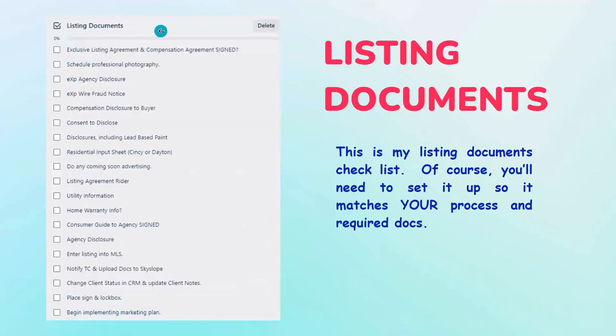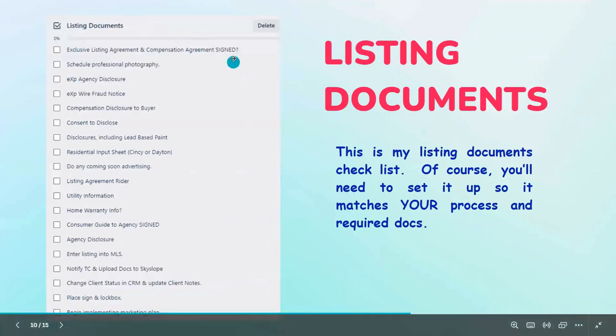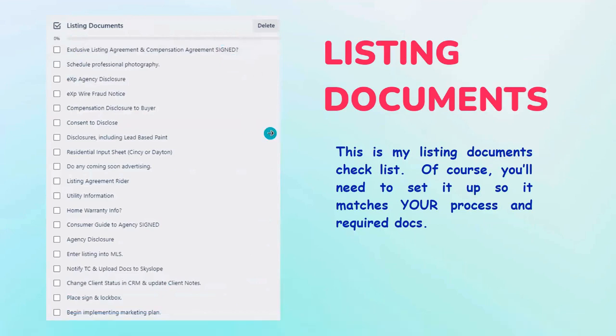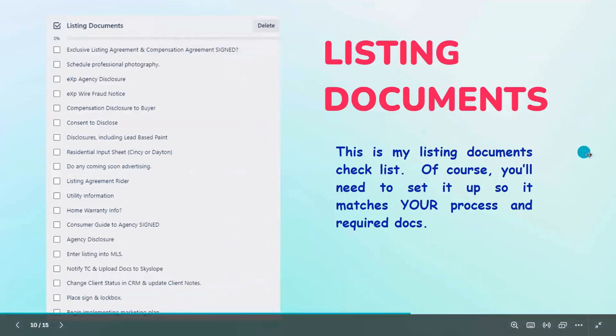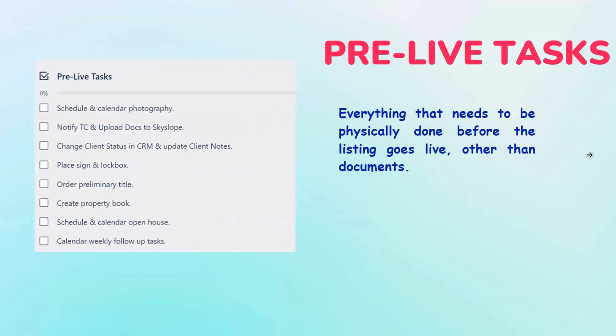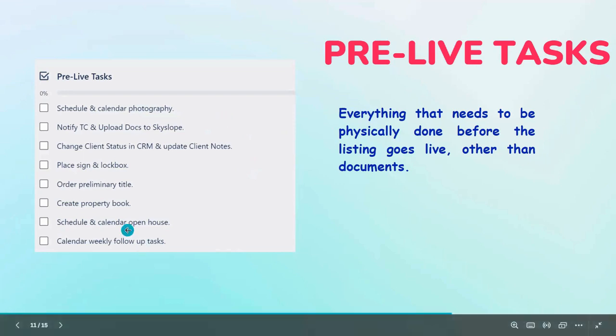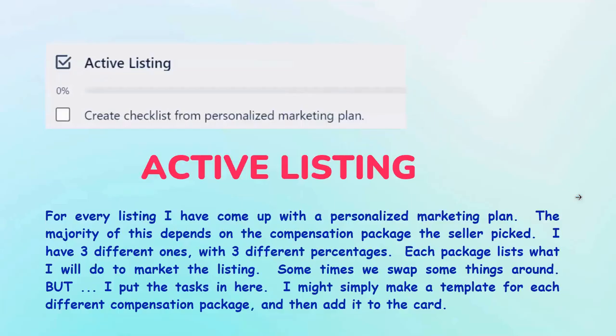Then listing documents, these are the ones that are required by Ohio and my brokerage. So again, make sure you personalize this. And it just helps you keep track of every transaction so you don't miss anything. Pre-live tasks, everything that needs to physically be done before the listing goes live, and any other than documents. So I need to schedule and calendar the photography, notify my transaction coordinator, change client status, all of that stuff that physically needs to be done before a listing is live.